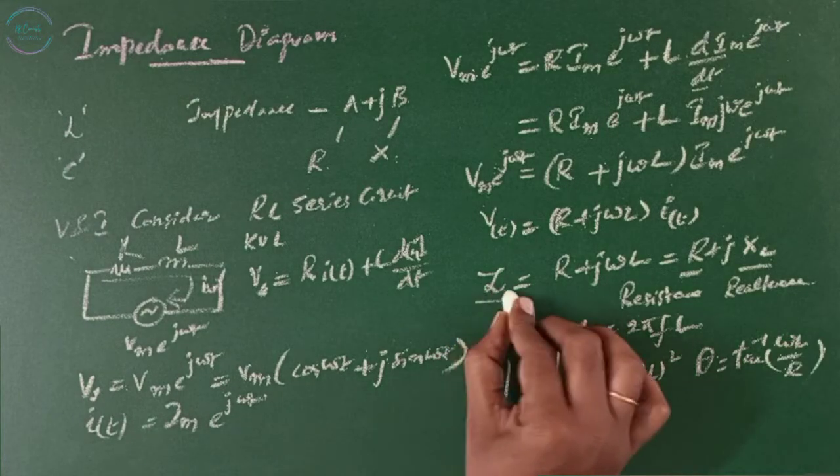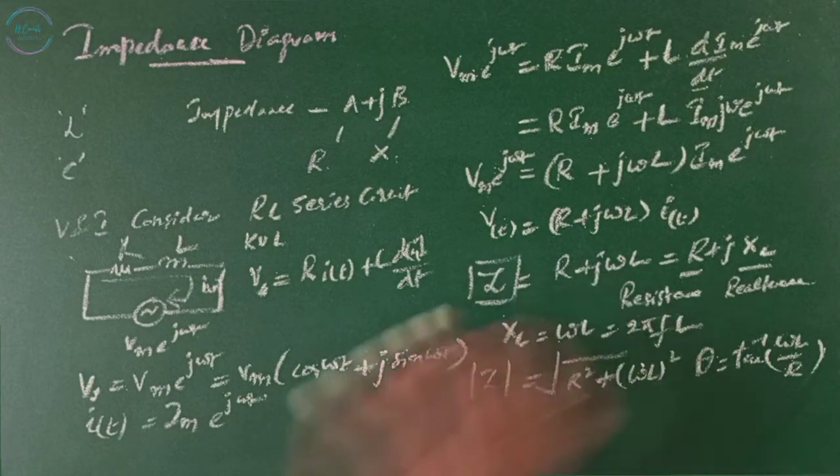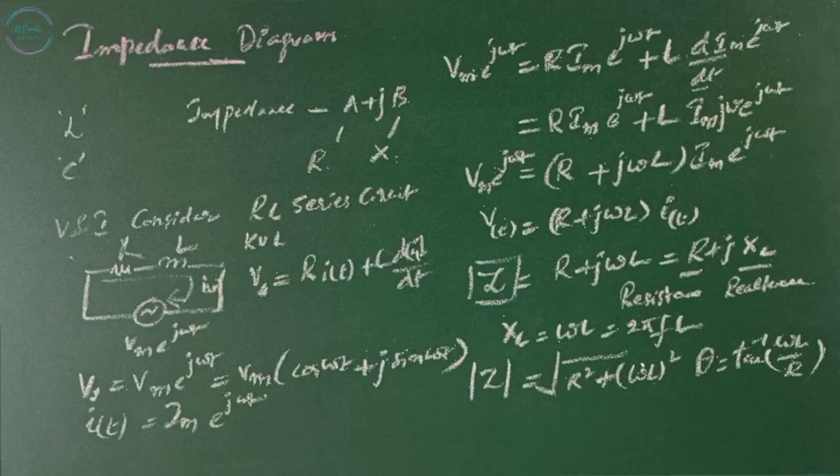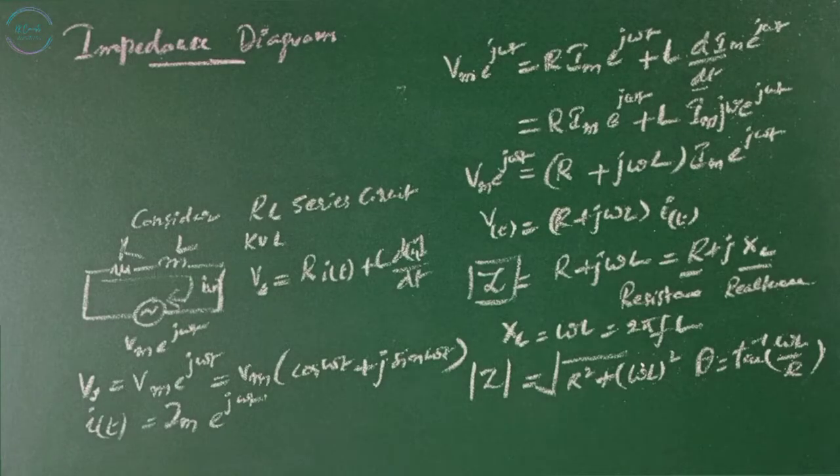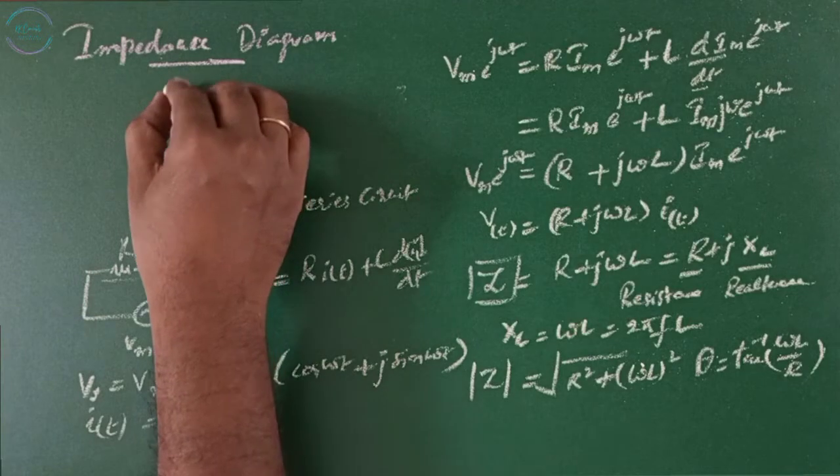Now this is the impedance. Z is also known as complex impedance. Complex impedance is the total opposition offered by the circuit elements to the AC current and can be displayed on the complex plane.